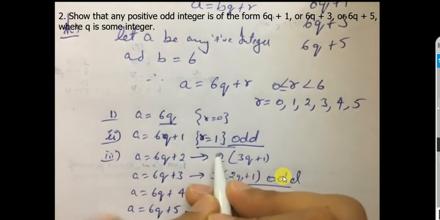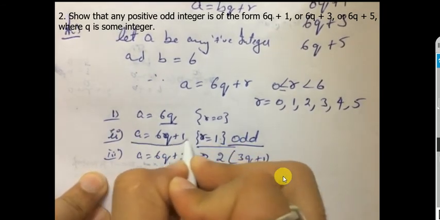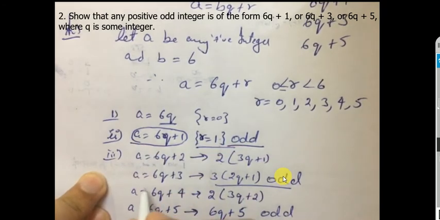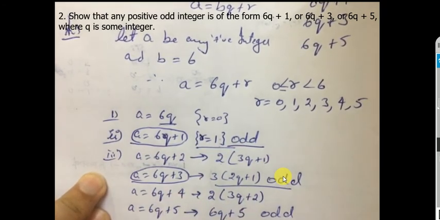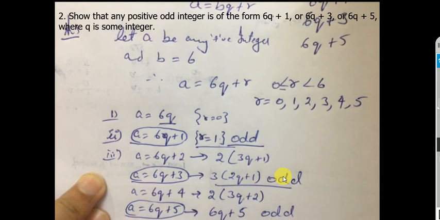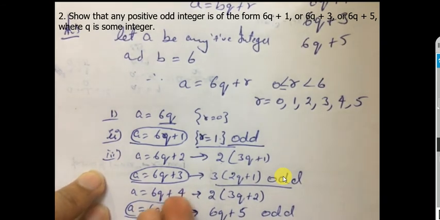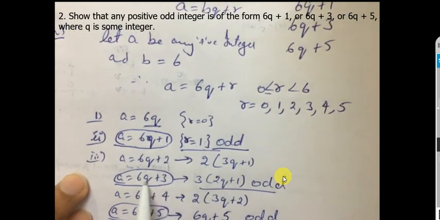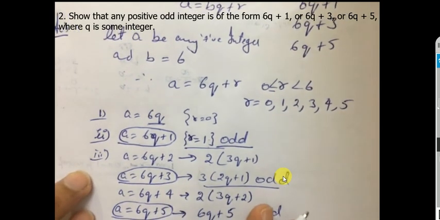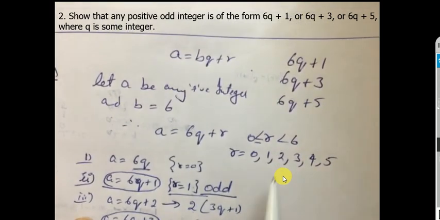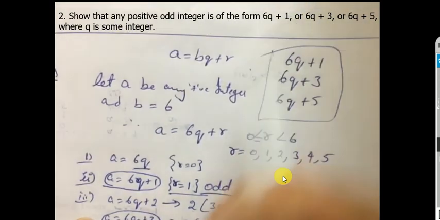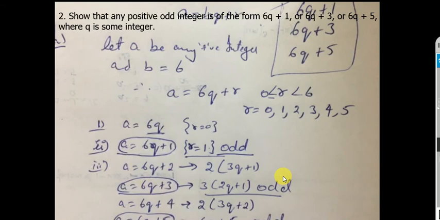So we have 3 odd numbers, that is, first is this one, second is this one, and third is this one. So this proves that any positive odd integer is of the form 6q plus 1, 6q plus 3, 6q plus 5, which we have to prove over here. So yes, our proof is correct.